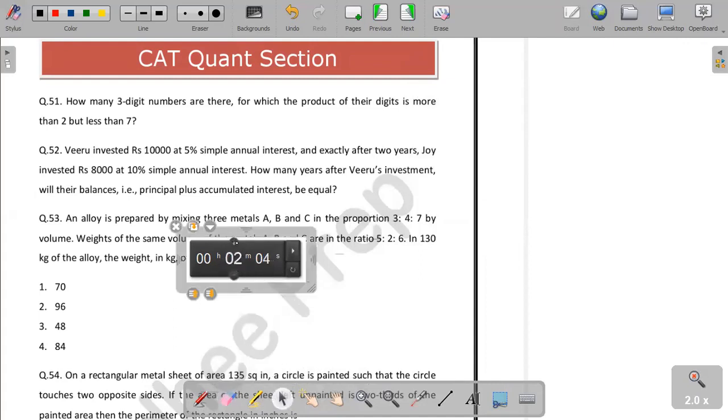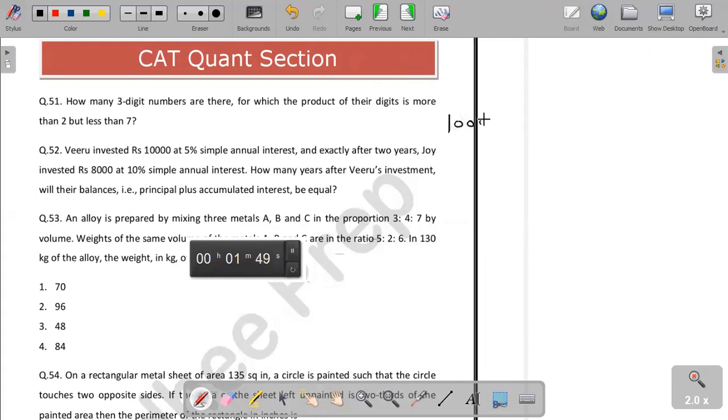So the timer is 2 minutes away. So let's go: 1, 2, 3, start. Viru invested 1 lakh at 5%, and exactly after 2 years, Joe invested 8,000 at 10%. How many years after Viru's investment will their balance plus accumulated interest be equal? So let's take it to be n years.